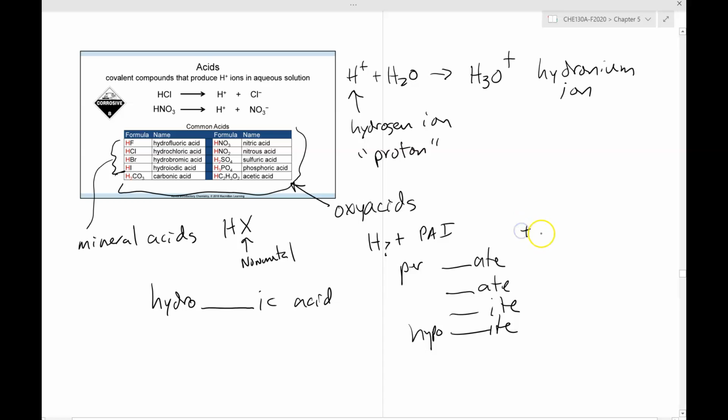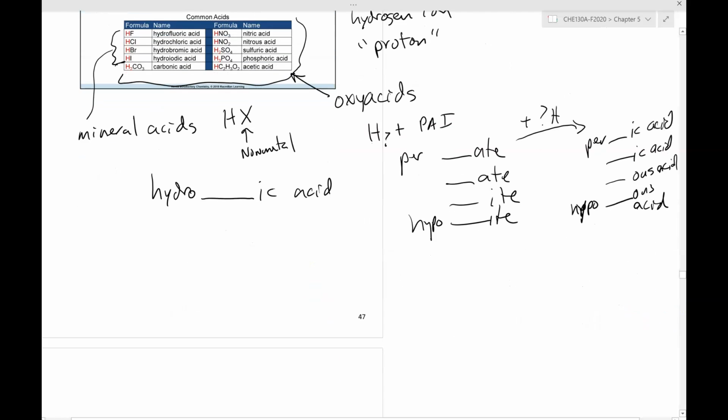So if you add the right number of hydrogens to make them into acids, you get per-ic acid, ic acid, ous acid. Remember the ous and ic before, and hypo-ous acid. So to look at an example of that, NO3 minus is nitrate. So if I add 1 hydrogen ion to that, I get HNO3, which is nitric acid.